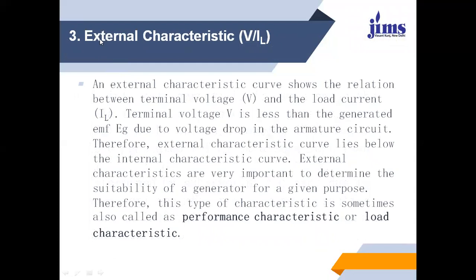The third characteristic is the external characteristic, that is V versus IL, where V is the load voltage versus the load current. An external characteristic curve shows the relation between the terminal voltage that will be available at the output terminals of the machine and the load current. The terminal voltage is less than the generated EMF due to the voltage drop in the armature circuit. Therefore, the external characteristic curve lies below the internal characteristic curve.